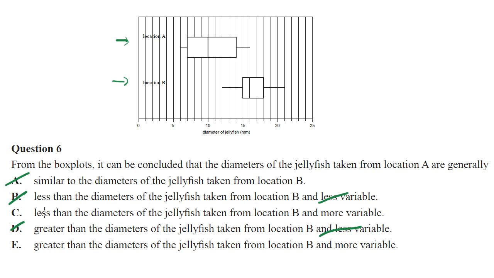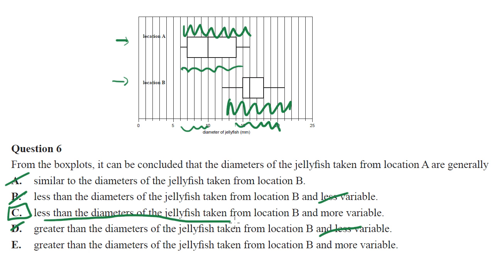Now we've got, are they generally less than the diameters of B or generally greater than the diameters of B? Well, here's A, and it's generally all in a lower part of this range. B's up here somewhere, between here and here, and A is lower. So A is generally less than B, and it's more spread out, more variable. So the answer is C. The diameters are less than the diameters of the jellyfish taken from location B and more variable.